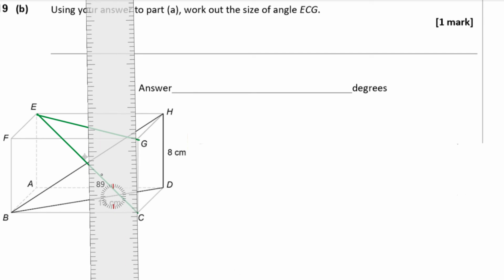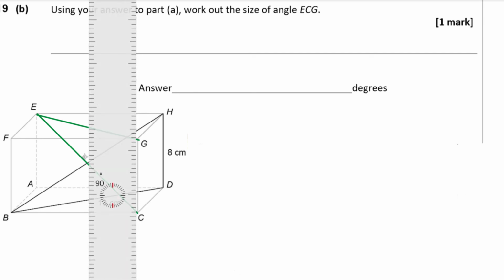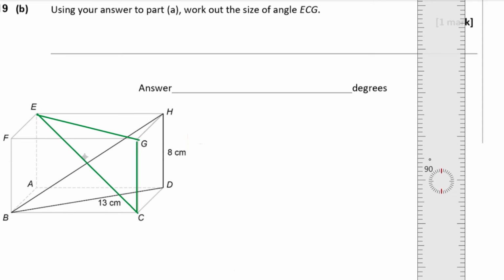We're going to use that length there. Now this is a right angle triangle. The right angle is up here at G, and we want to find E to C to G. ECG, it's that angle there that we're looking for. Let's get rid of the blue. So that's the angle we're looking for there.